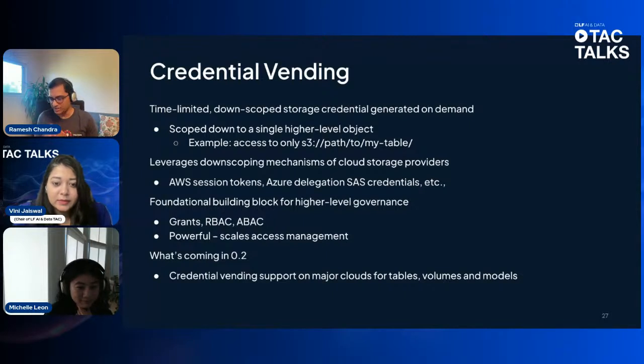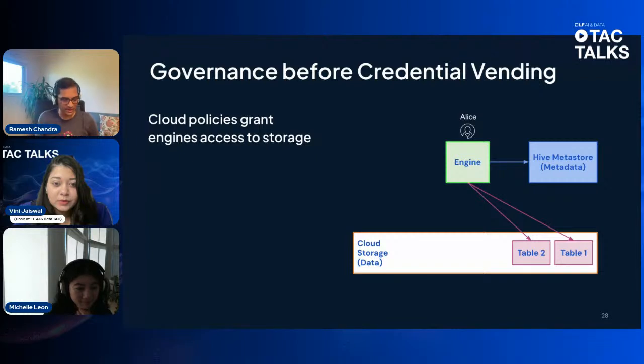With this context, to understand a bit deeper why credential vending is important, let's look at how access control was done before credential vending was part of the catalog. Let's take an example. Say a user Alice runs a query select star from a table foo on an engine like Spark, right? So Spark would then have to gather data from a couple of places. It needs to get metadata from a catalog like Hive Metastore, and then it needs to go get the data for the table from cloud storage.